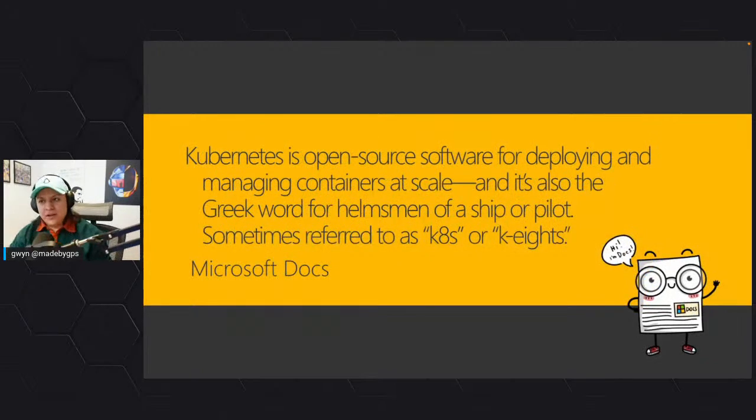And finally, Kubernetes. What is Kubernetes? Kubernetes is open source software for deploying and managing containers at scale. It's also the Greek word for helmsman of a ship or pilot. And you'll see it sometimes referred to as K8s, right? The 8 stands for the number of letters between the K and the S. So it's abbreviated that way.